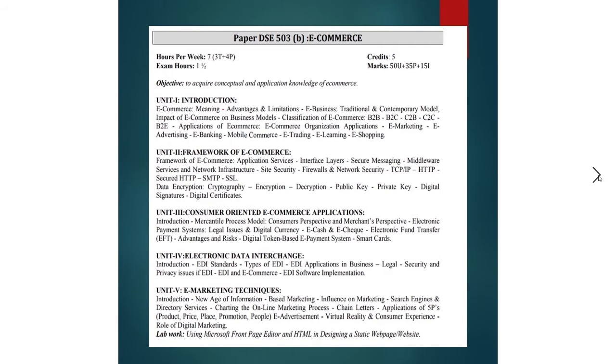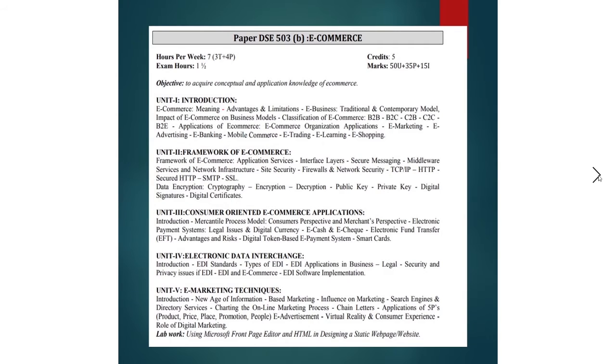Then coming to the framework of e-commerce. The front end is what we look at, and this second unit is regarding the back end, hardware complications, hardware information, and how e-commerce will work. That will be explained for our knowledge purpose. Application services, interface layer, secure messaging, middleware services, network infrastructure, firewalls, network security, TCP/IP codes.